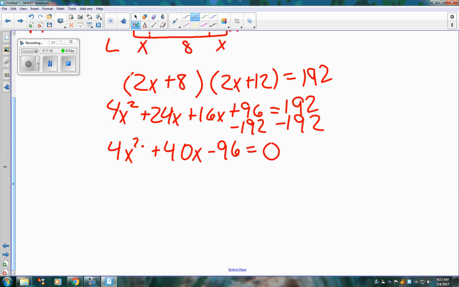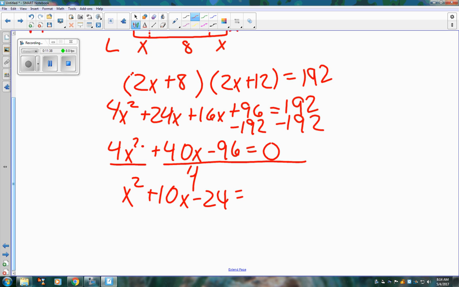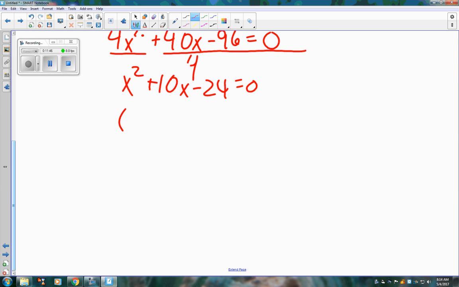Can a number go into all three of those? 4. 2 goes into it too, but 4 goes into it better. So I'm going to divide everything by 4. 4 divided by 4 is 1, so it leaves me with x squared. 40 divided by 4 is 10x minus 24 equals 0. We're going to factor this so that I get x plus 12, x minus 2 equals 0.